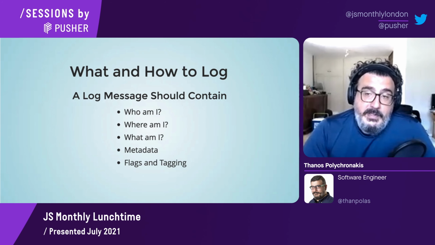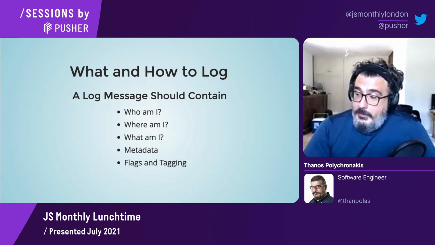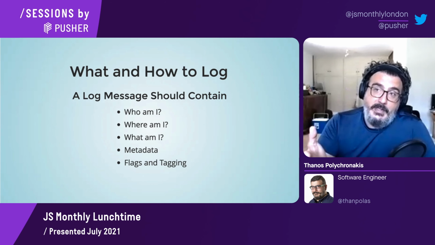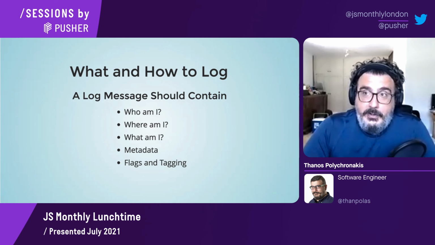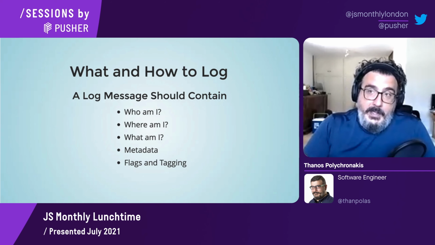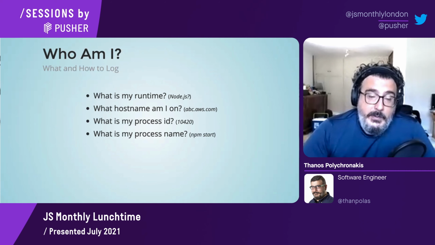So this is actually the meat of the logging message, which is, okay, we've covered the basics. Who am I? Where am I? What am I? Now let's give you the actual data that I want to log. This is what we call metadata. And flags and tagging, we're going to see later on what we mean by that. It is basically creating Boolean tags and flags to easily be able to filter and query for the logs that you care about. So let's see what we mean by who am I.